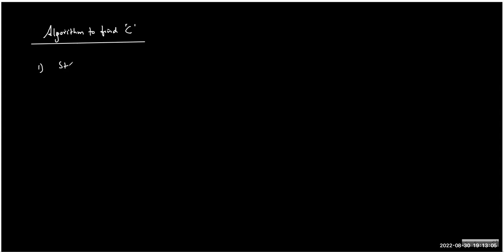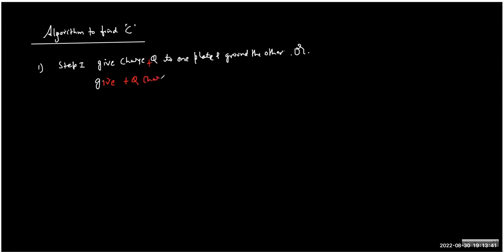So step one: give charge Q to one plate and ground the other, or give plus Q charge to one plate and minus Q to the other. So when you start solving a problem, you have to stick to one of the two choices to derive the formula. The best is you can take plus and minus Q. If you want, you can take plus Q and ground the other. That's how we try to calculate.